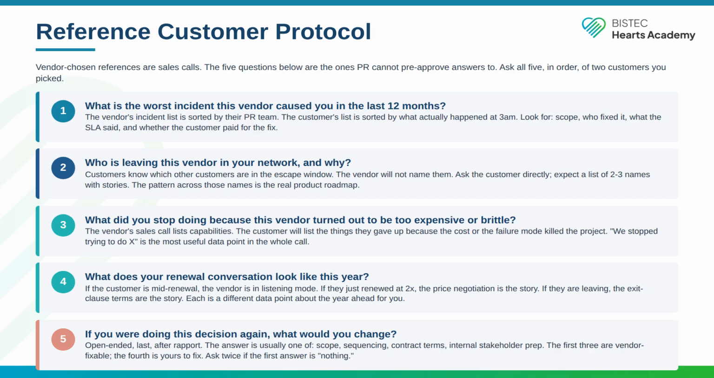The vendor's incident list is sorted by their PR team. The customer's list is sorted by what actually happened at 3M. Look for scope, who fixed it, what the SLA said, and whether the customer paid for the fix.